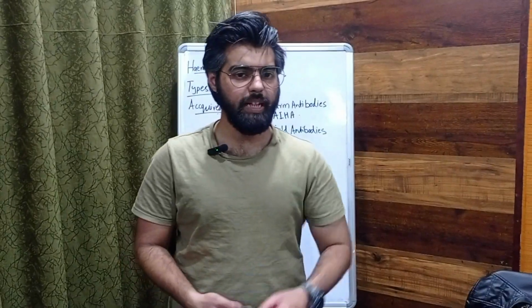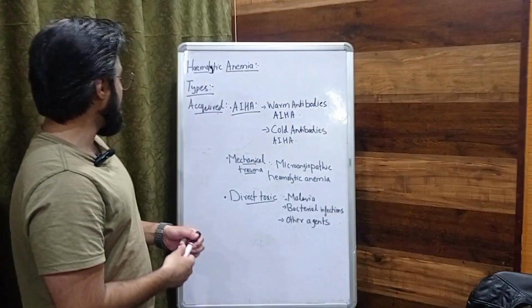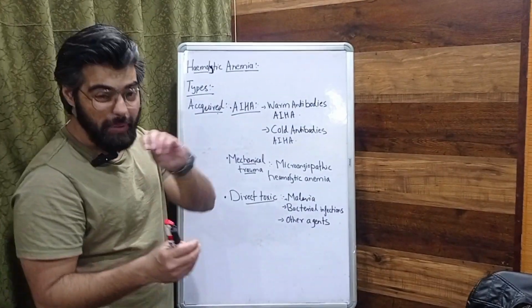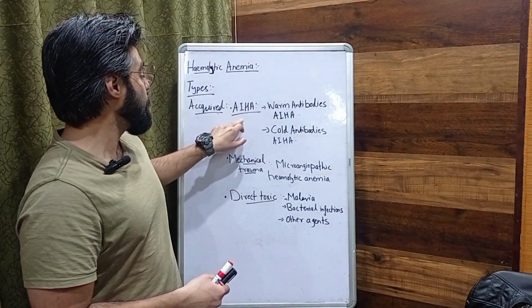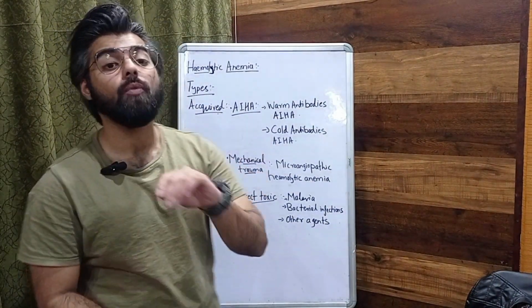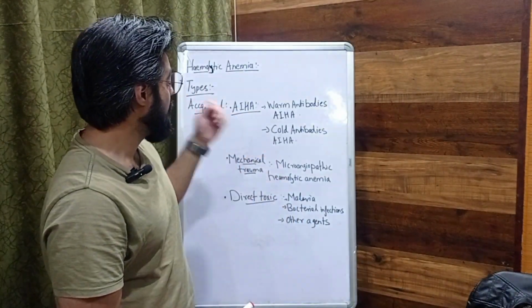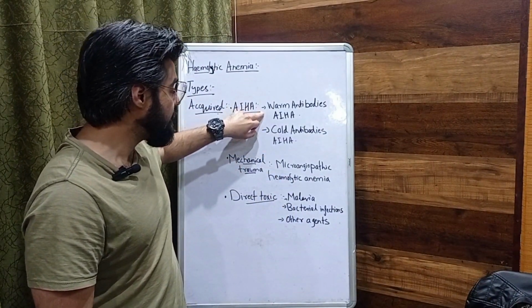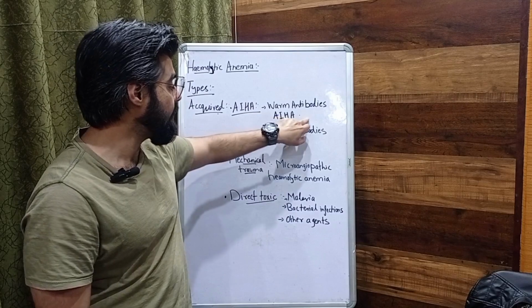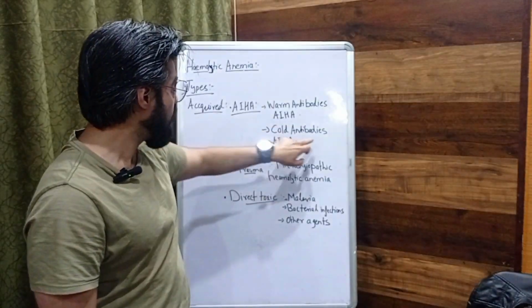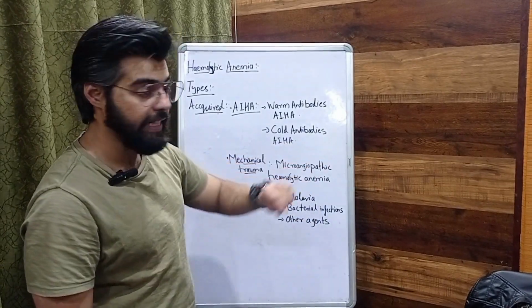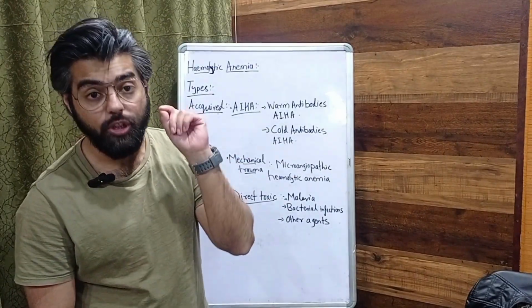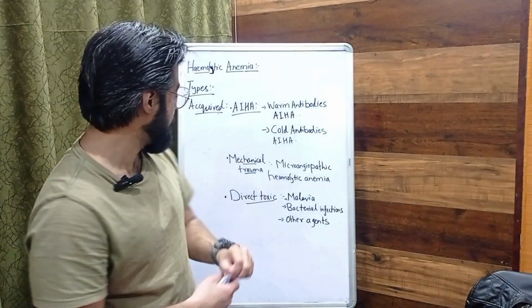So guys, we are here on the types, and I said we will explain briefly the types and their causes. The first one is autoimmune hemolytic anemia. What are the causes of autoimmune hemolytic anemia? They can be due to the presence of warm antibodies, or due to the presence of cold antibodies, that also cause autoimmune hemolytic anemia. Next, drug induced immune hemolytic anemia.